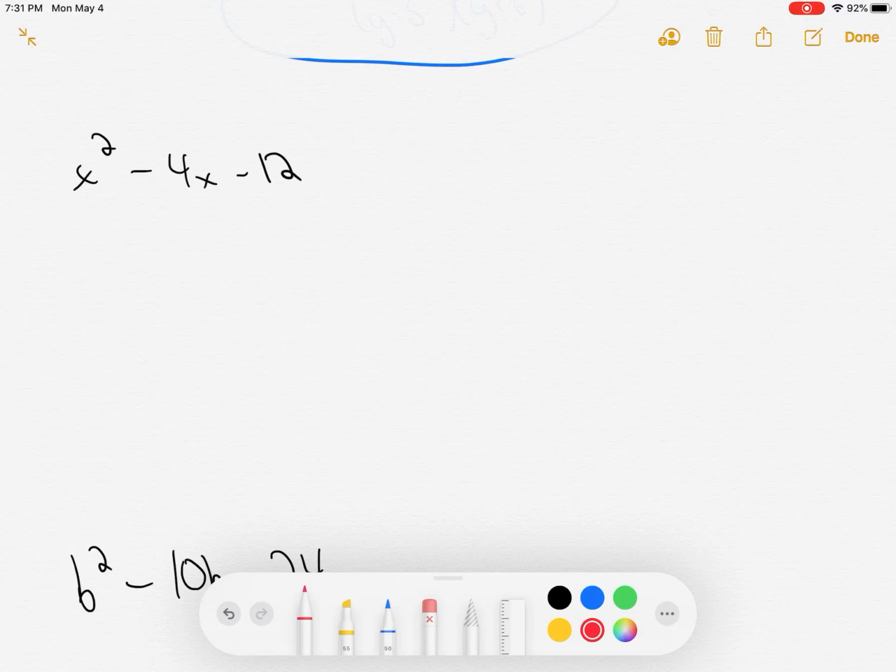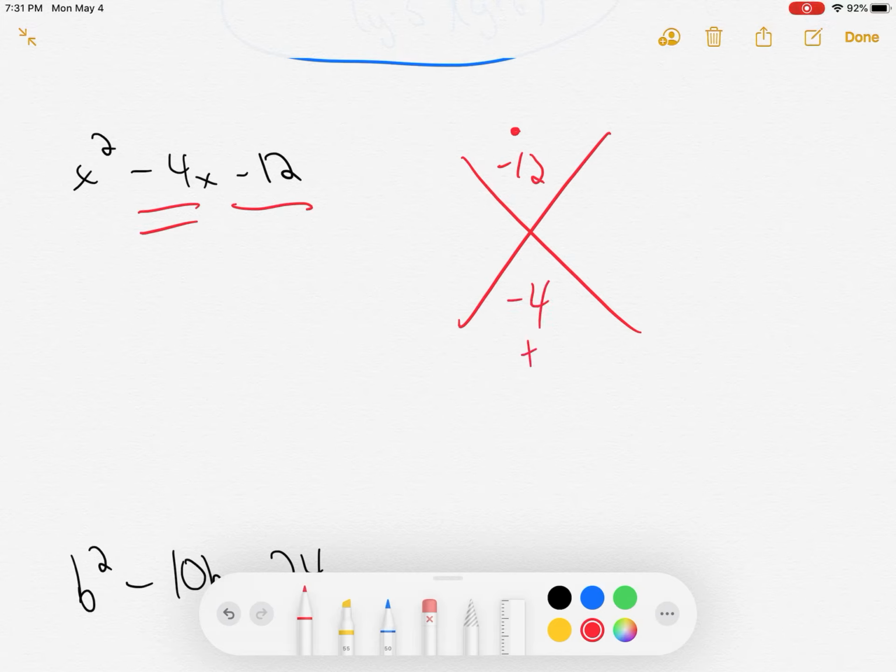Okay, in this problem, we are looking for numbers that multiply to -12 and add to -4. So again, I want them to multiply to -12 and add to -4. So let's start out again by ignoring this negative sign. Just list out numbers that multiply to give me 12. So I have 1 and 12, I have 2 and 6, I have 3 and 4.